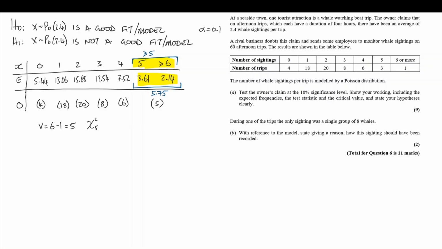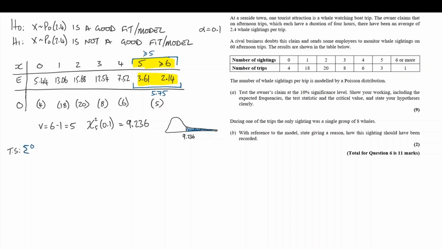Degrees of freedom, we have 6 groups and we subtract 1 because we knew the totals. We don't need to subtract another one. We did not estimate any parameter. We were given the 2.4. And we can use 5 to find the critical value. So our chi-squared score for 5 degrees of freedom and a 10% significance level says 9.236. Okay, so just quickly on a diagram, here's the critical region. Anything in the shaded region will mean we reject H0.